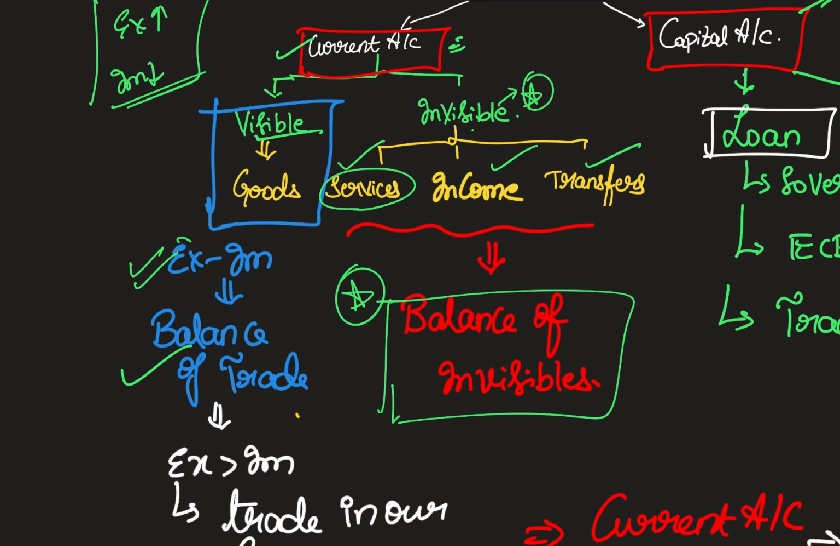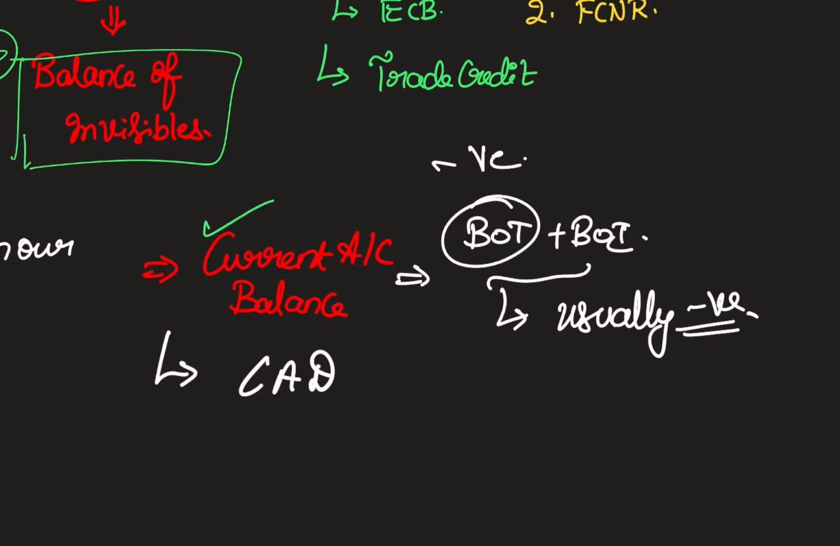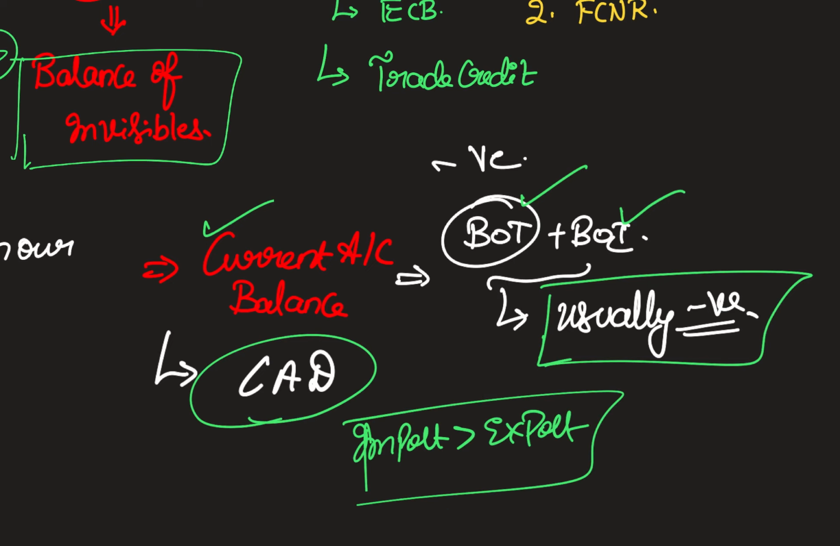Together, this will talk about what we know as the current account balance, or it will tell us whether we have a current account surplus or current account deficit. So, in simple words, current account balance is nothing but balance of trade plus balance of invisibles. Usually, if we take the trend, we have a negative trade balance. So, overall, we'll have a current account deficit because we import more than we export. This is the trend broadly in the case of the Indian economy.